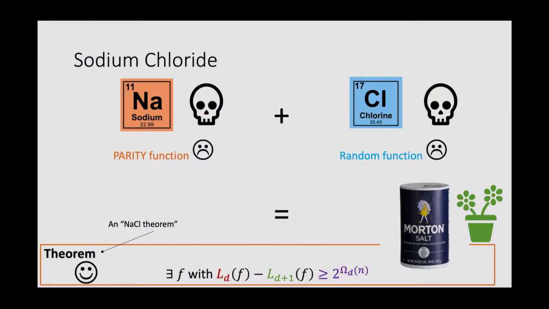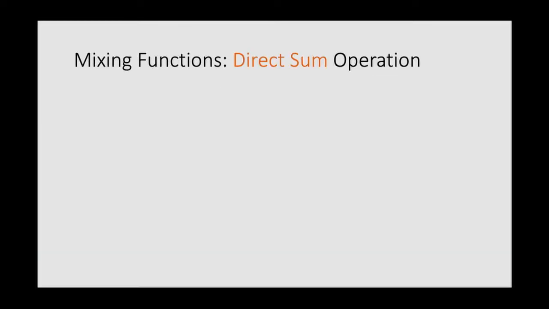All right, awesome. So let me tell you a little bit about how you mix functions together. I'm not going to tell you exactly how to construct this function f, but this is the key ingredient. So I call this theorem an NaCl theorem because you take one bad thing, you take another bad thing, and they're both bad for what you want, but you put them together, and now you can eat them. Exactly. Okay. So how do you mix functions?